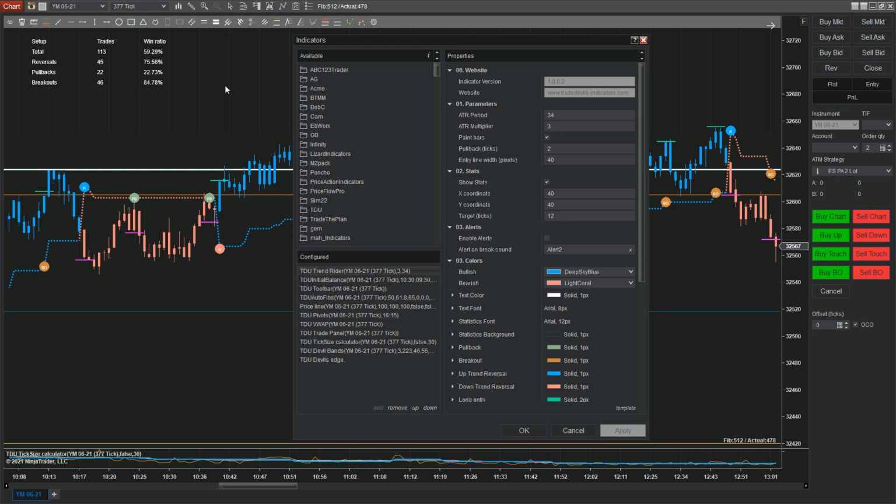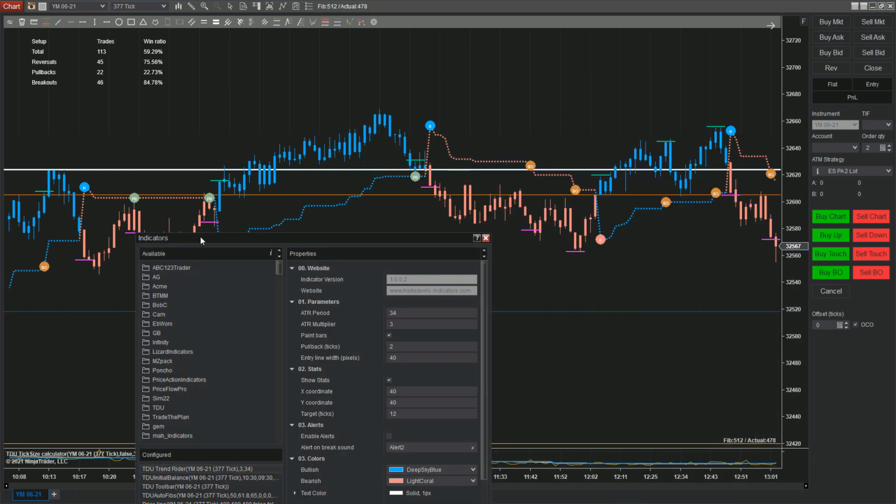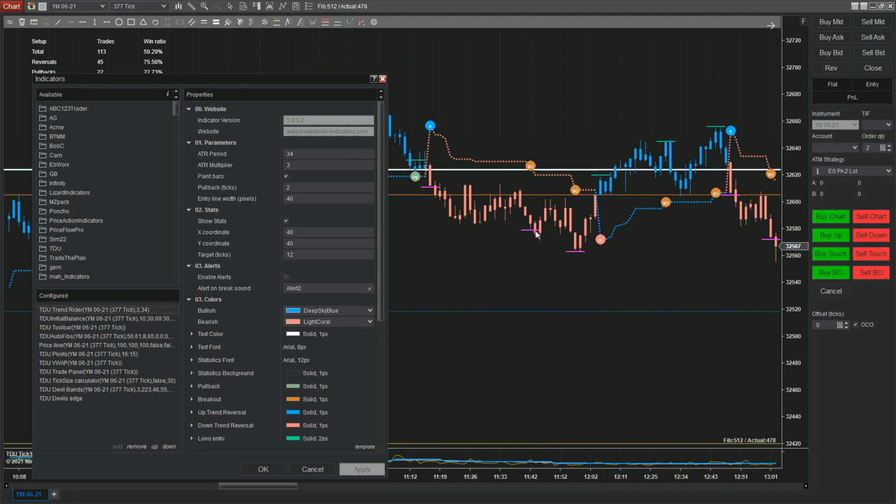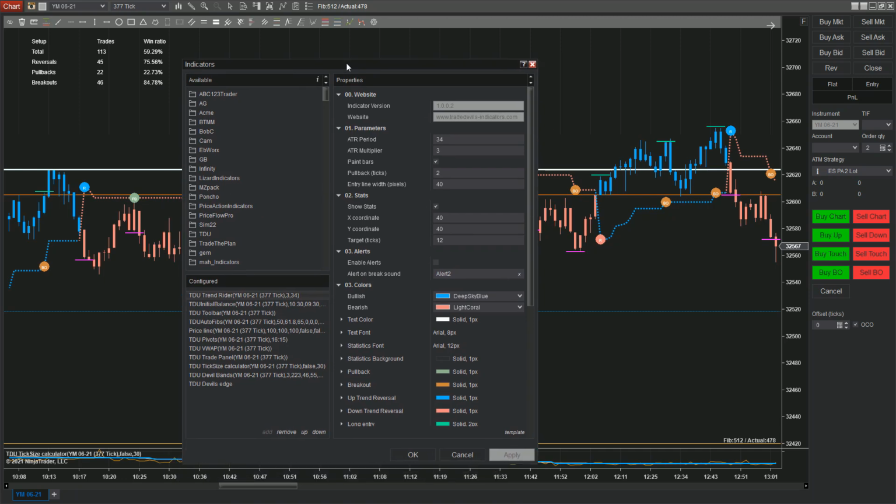Breakouts now goes to 84.78. Pretty good. So if you're trading each of these breakouts, as we look back here, you'll note that it will get the 12-tick target prior to being stopped out, and that's 84.78% of the time.